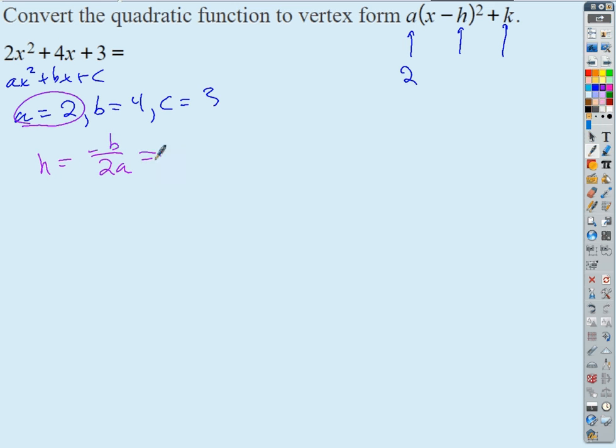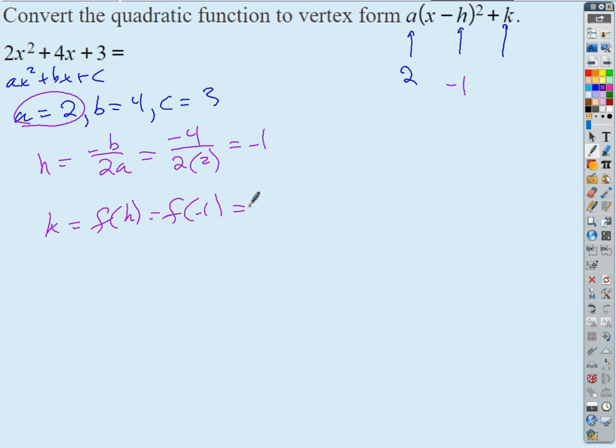Good. Okay, so if we plug those in, negative B, negative 4 over 2 times 2. That's negative 4 over 4. What's that? Aha. So negative 1 goes in for H. Got it. Okay, how do I find K? There you go. So I'm just plugging the negative 1 in for x. So it's f of h, which is f of negative 1.